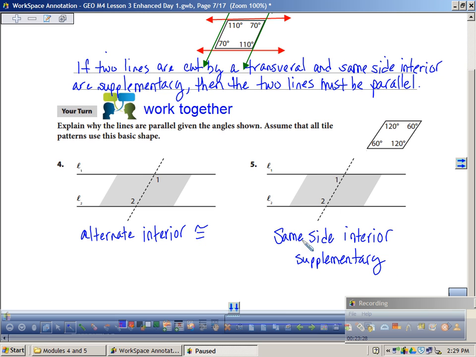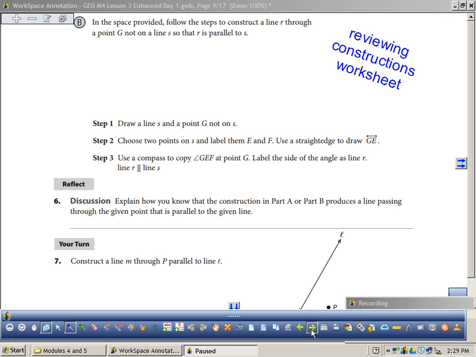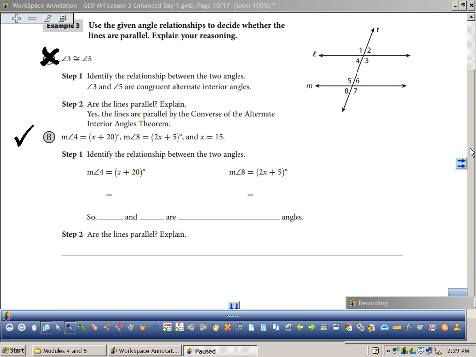How are we doing, guys? Good? Starting to get it? Fantastic. All right, we're going to pass this up, and I'm going to do one more thing with you today. The constructions. We're going to do constructions tomorrow.